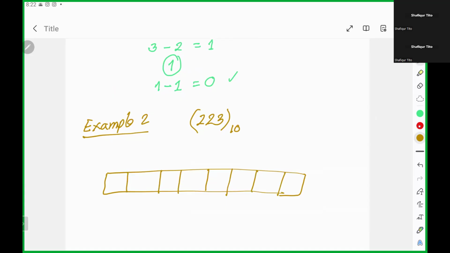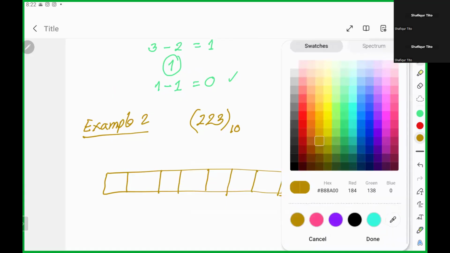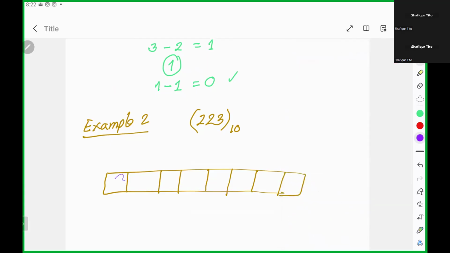And write down the numbers with purple color. So 128, 64, 32, 16, 8, 4, 2, 1. And then we can write down here the position. This will be 0, 1, 2, 3, 4, 5, 6, 7. So this number is 223.